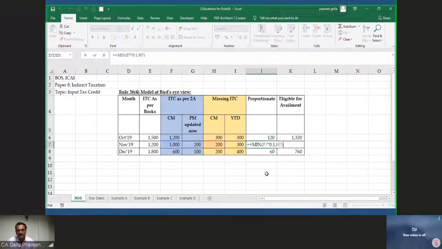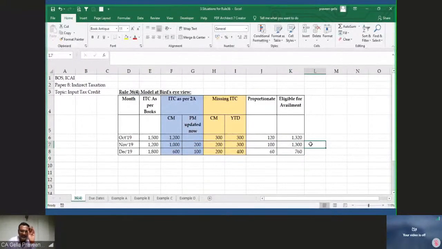Now formula as per rule 36.4: 10% of 1000 or 200, whichever is lower, I can take. The answer for that is 100 rupees. Now what is the total credit I can take in GSTR 3B? I'll say 1000 rupees which is for the current month, plus 200 rupees of the previous month, plus proportionate credit of 100 for the month. Now this is what I have taken: 1300 for November.